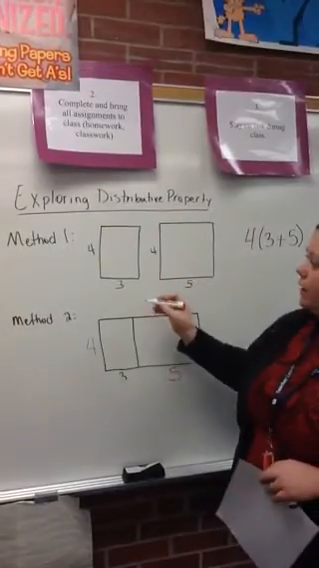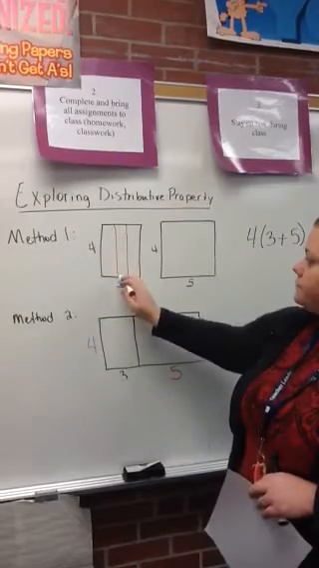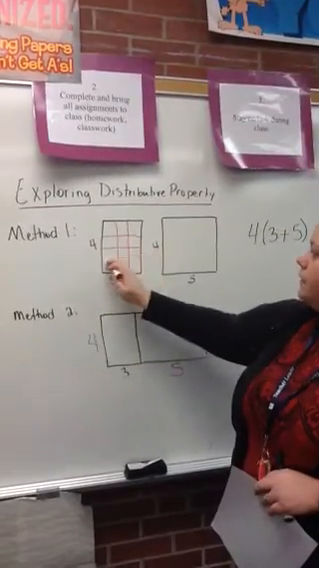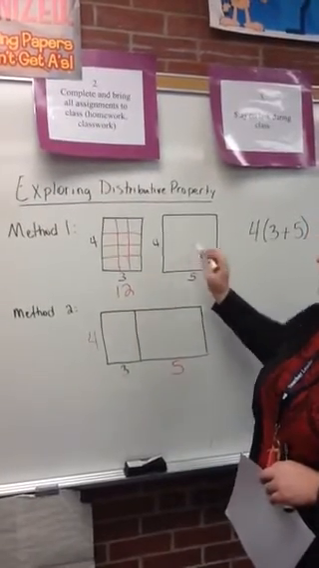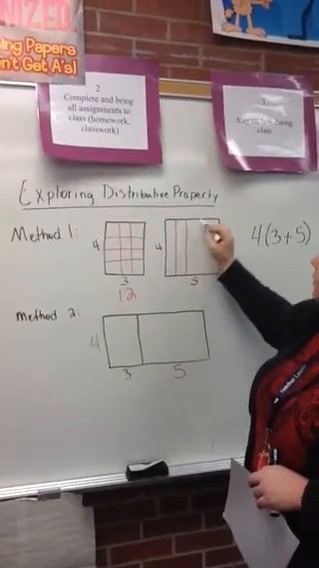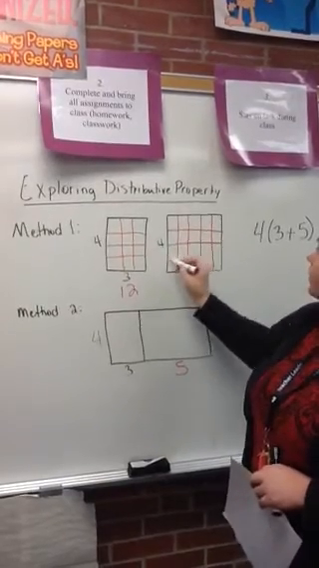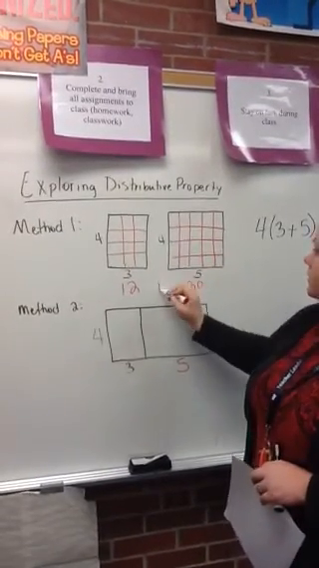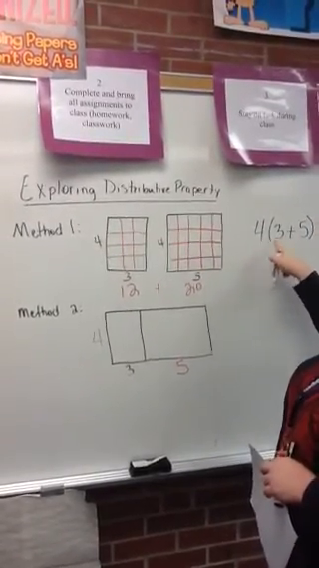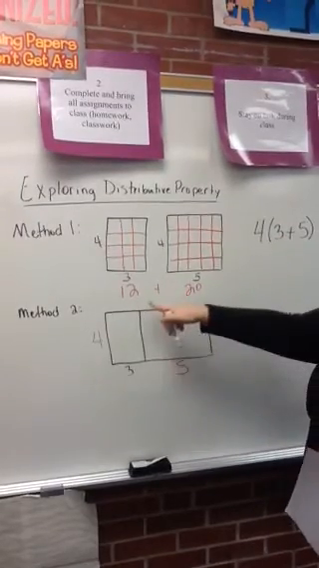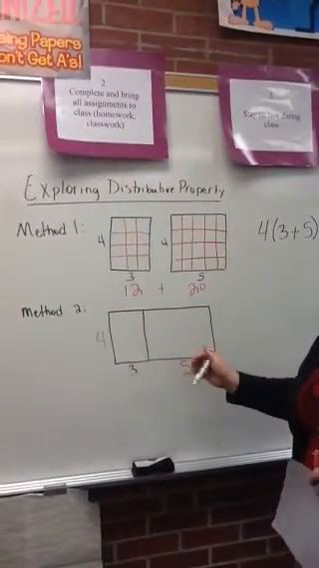If we use method 1, we're going to make 3 columns here, and 4 rows here. And that makes 12 pieces. And if we do 4 and 5, we'll have 5 columns, 4 rows, which makes 20 pieces. So 4 times 3 plus 5 is 12 plus 20. If you do it with method 2, where you put it together, it's the same thing.